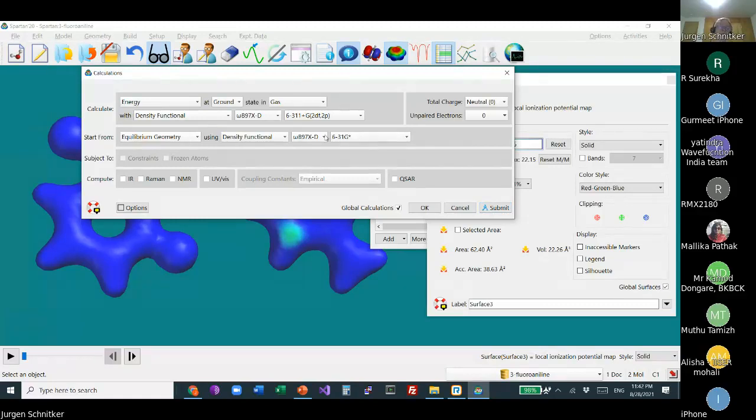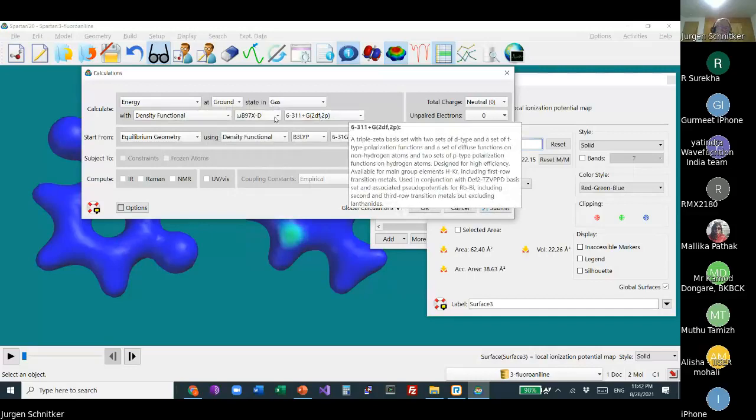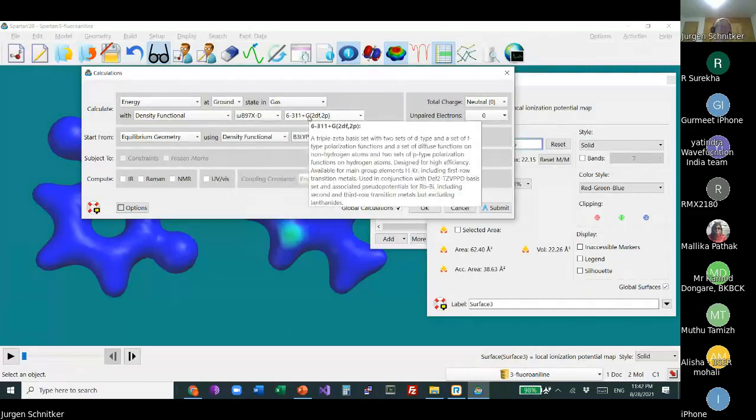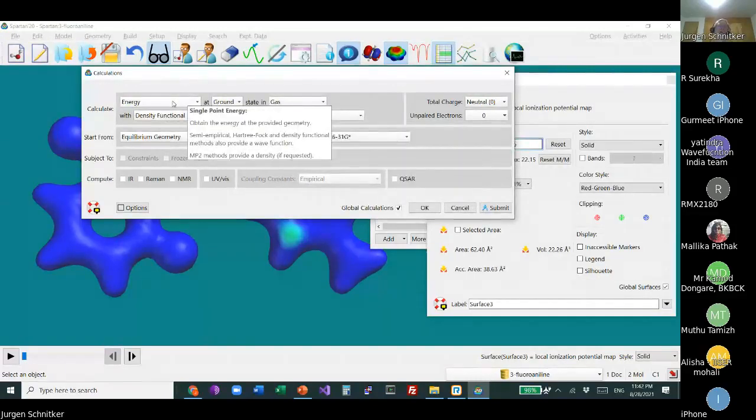Namely, and here if you want it even cheaper, I switch here to B3-lib. It will calculate with B3-lib and this basis set the equilibrium geometry. So it will minimize, change the geometry until you find the energetic minimum, and then, once you're at the bottom of the well, calculate with a fancy method, fancy functional, fancy basis set, the energy. So, which is sort of the best you can do.